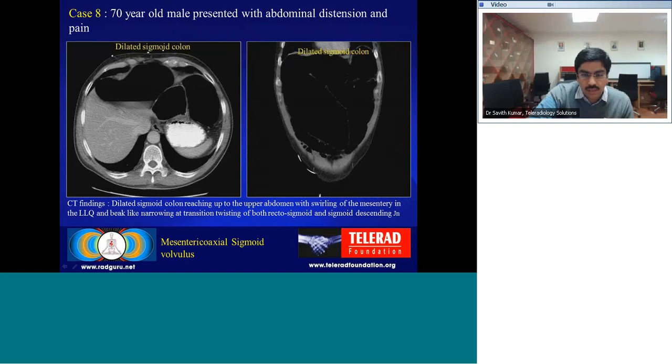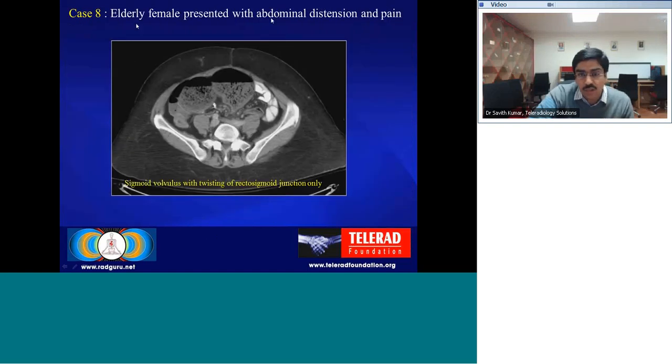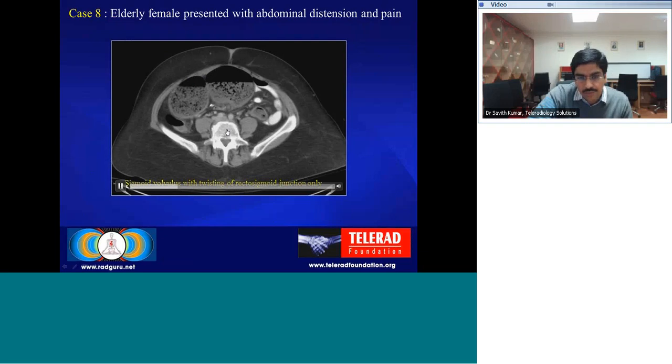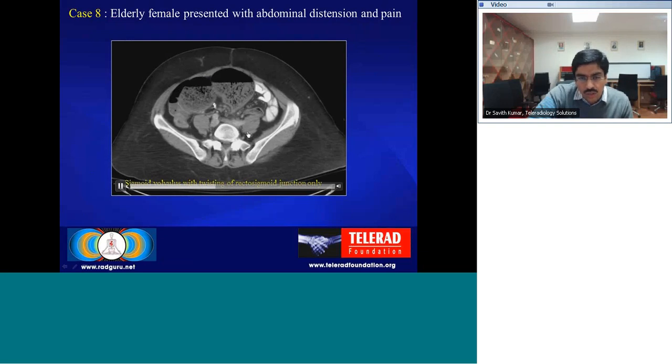So let's see the next illustration. It's an elderly female who presented with abdominal distension and pain. We see a dilated sigmoid colon, and there's beaking of the bowel at the site of transition. So let's see the cine images. The dilated sigmoid colon is reaching up to the right upper quadrant. As we come down, we see the site of transition, the twist.